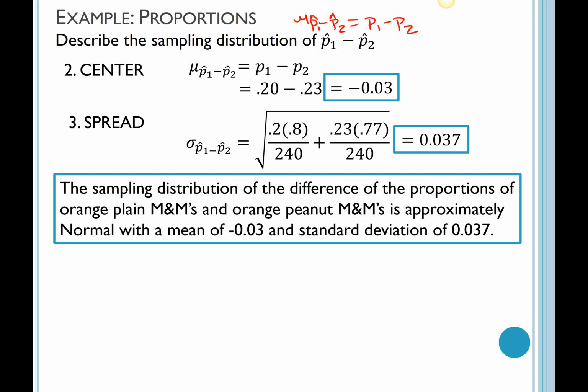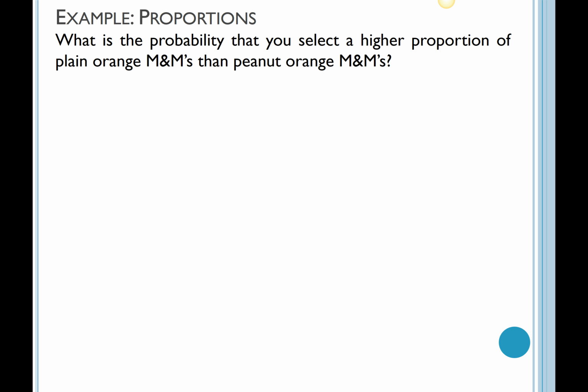So the only thing we need to do in order to describe the sampling distribution of p hat 1 minus p hat 2 is to discuss the SOCS, and we did that earlier going through the shape check, the center check, and the spread check. All right. Once you get that, we're going to go to the second one, where it's going to ask us how to calculate a probability.